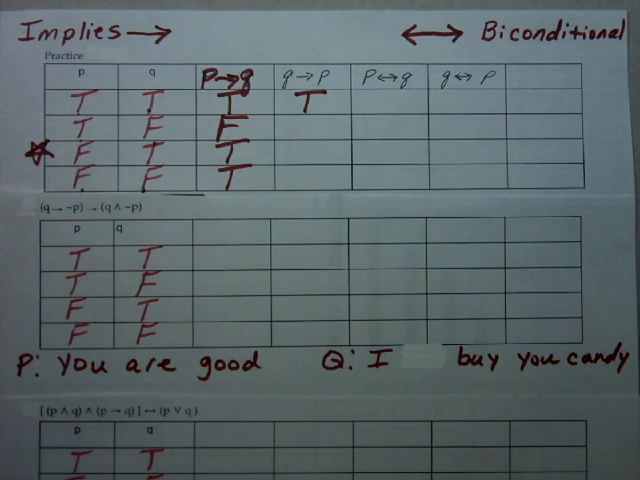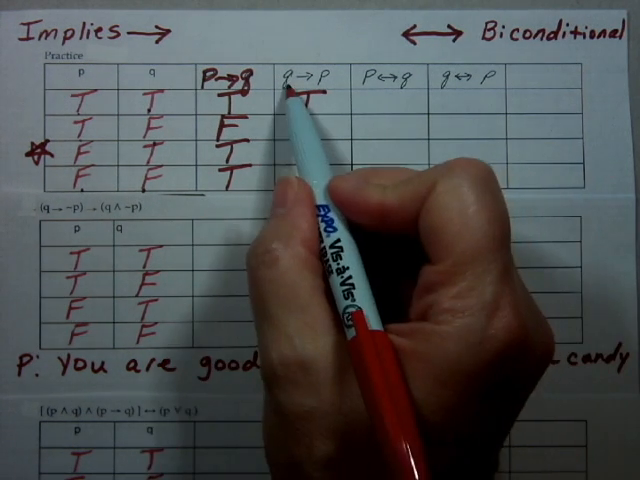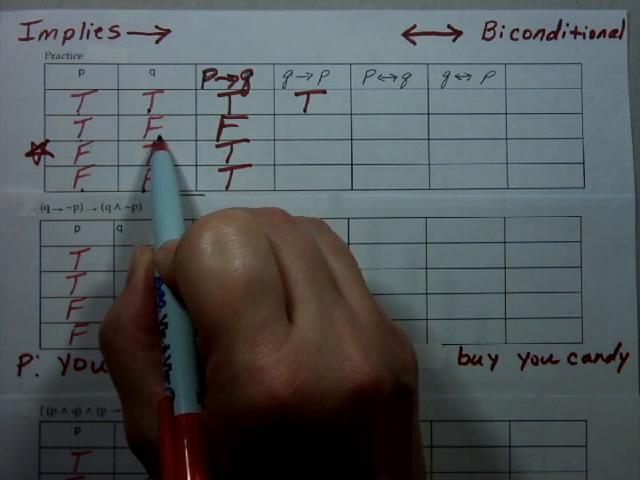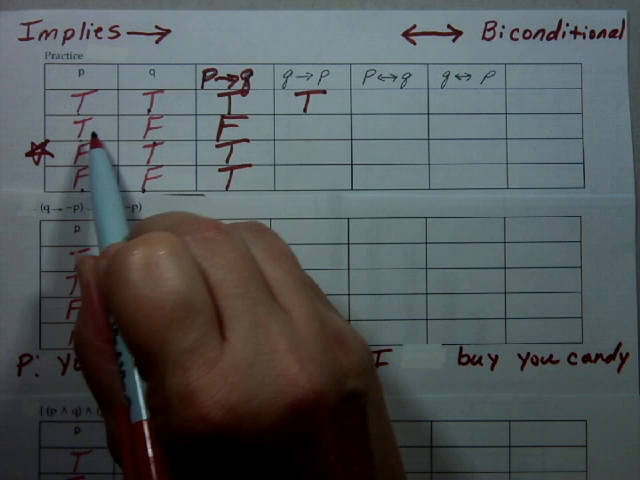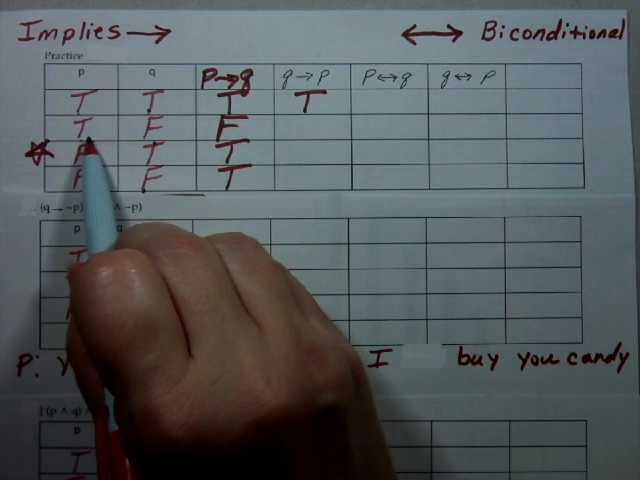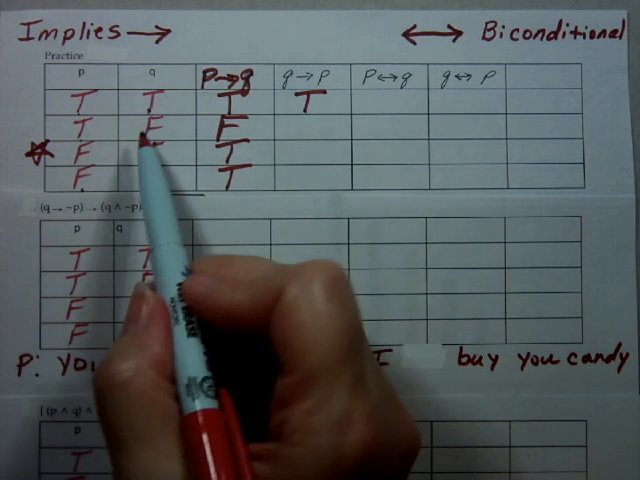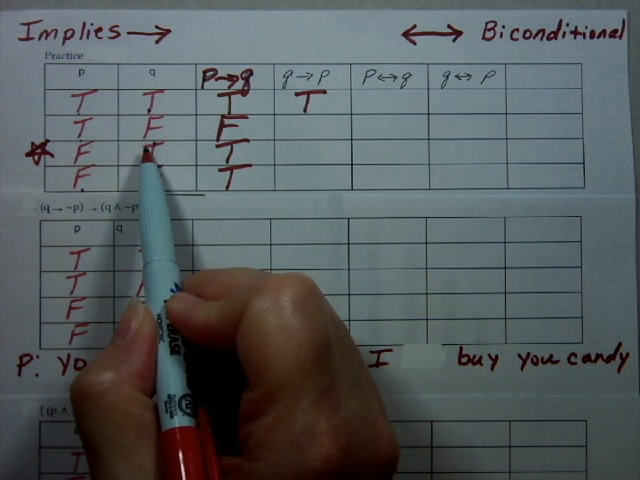Then you told me the truth. If I buy you candy, then you will be good. Did I buy you candy? No. And you were not good. Well, you said if I buy you candy, that you would be good. But I didn't buy you any candy.